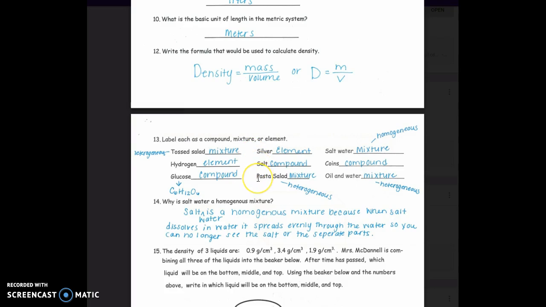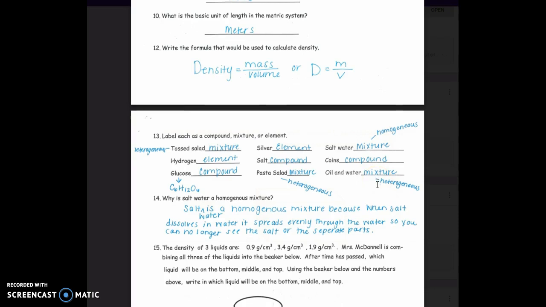Pasta salad, which I love in the summer, is a mixture, and it's a heterogeneous mixture because there's different types of parts that get mixed together. Salt water is a mixture, and it's homogeneous because when you look at salt water, it's all one looking thing. Coins are compound. Oil and water is a mixture, a heterogeneous mixture.